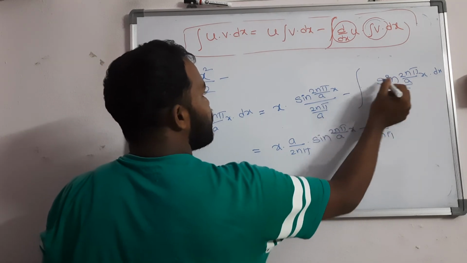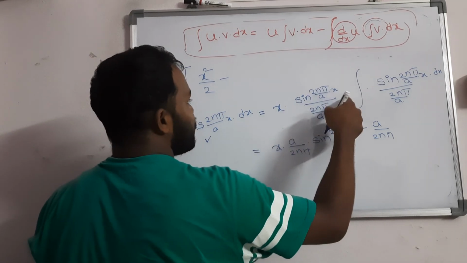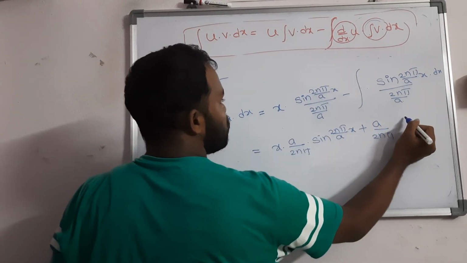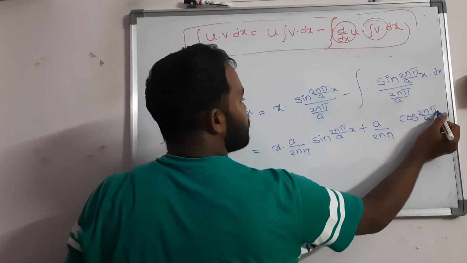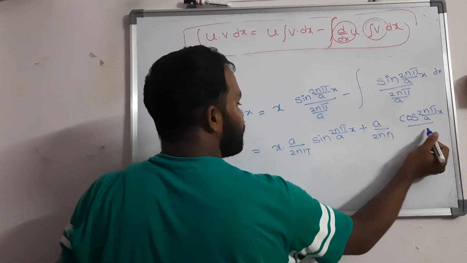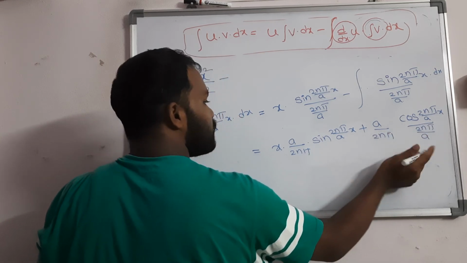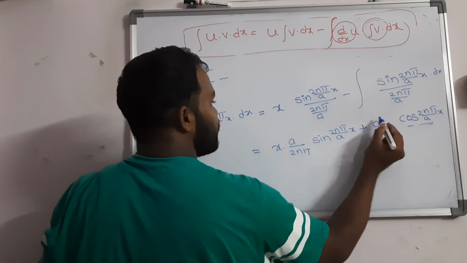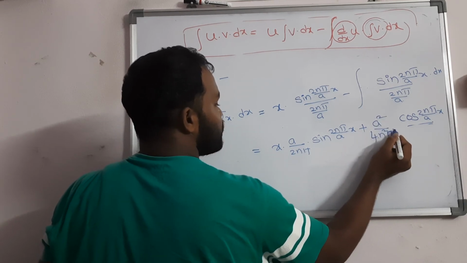So now integration of sine is minus cos. Integration of sine is minus cos. Minus into minus plus, you will get cos 2n pi by a into x divided by 2n pi by a, you will get again 2n pi by a. So 2n pi by a reversed is a square by 4 n square pi square, pi square is as it is.